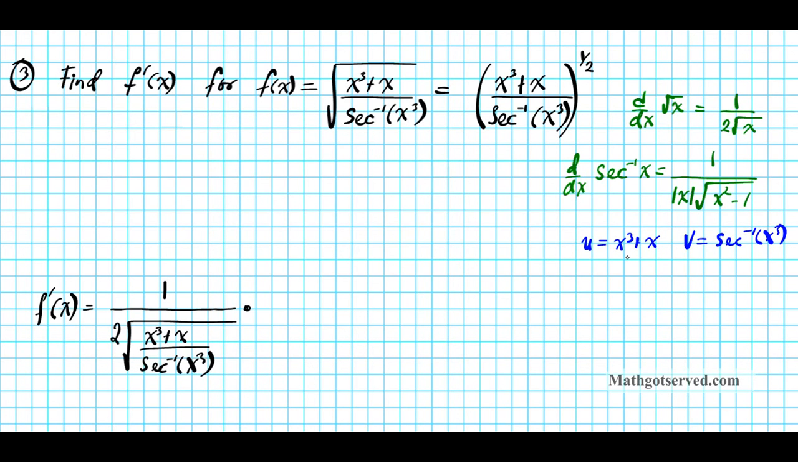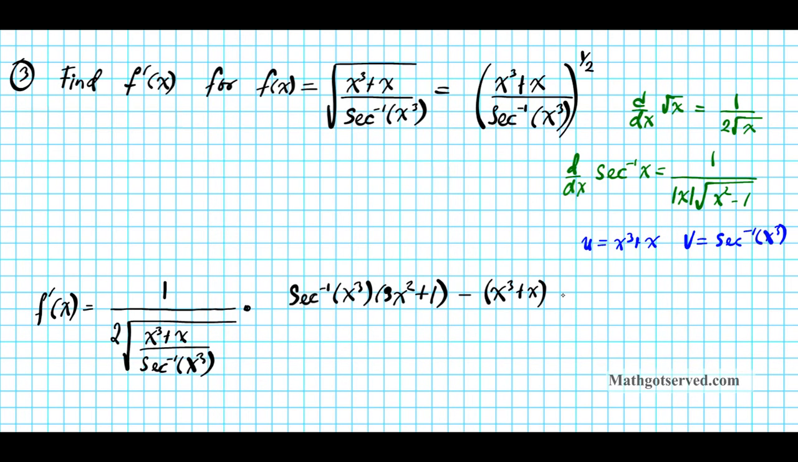So let's go ahead and do it. We're going to do v u prime first. We already know what the quotient rule is. So v is the arcsecant of x to the third, and then u prime, just simplify with the power rule here. You're going to have 3x squared plus 1. So 3x squared plus 1, minus, this is v u prime, and then minus u, which is x to the third plus x.